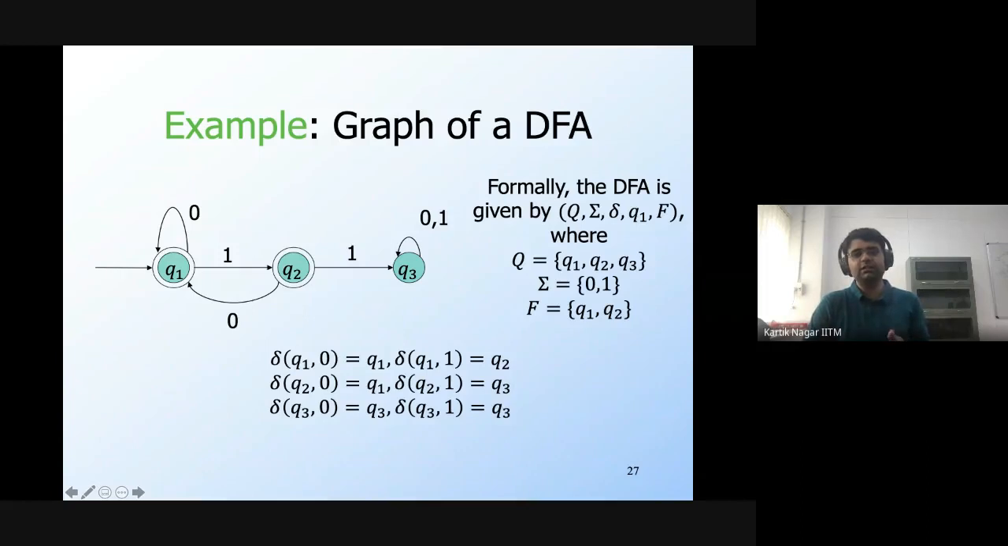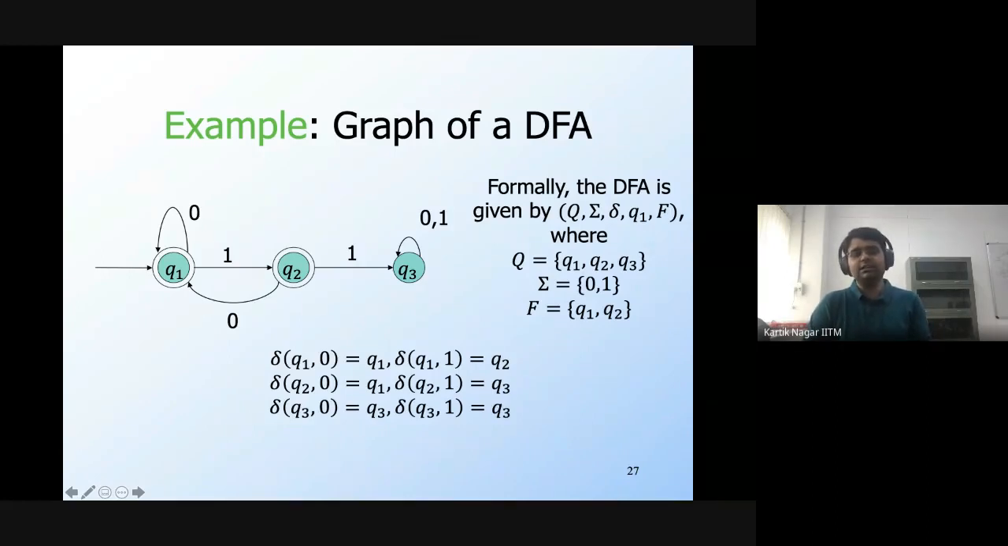Let's look at delta for Q2. For delta of Q2 comma 0, I look at the edge from Q2 labeled by 0. There is an edge from Q2 to Q1 labeled by 0, and that's why delta of Q2 comma 0 is equal to Q1. Similarly, delta of Q2 comma 1 is equal to Q3, because there is an edge from Q2 to Q3 labeled by 1. Delta of Q3 comma 0 is equal to Q3, and delta of Q3 comma 1 is also equal to Q3, because there's an edge from Q3 to itself that is labeled by both 0 and 1.